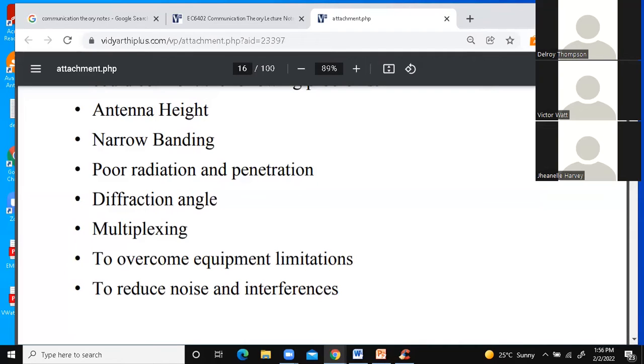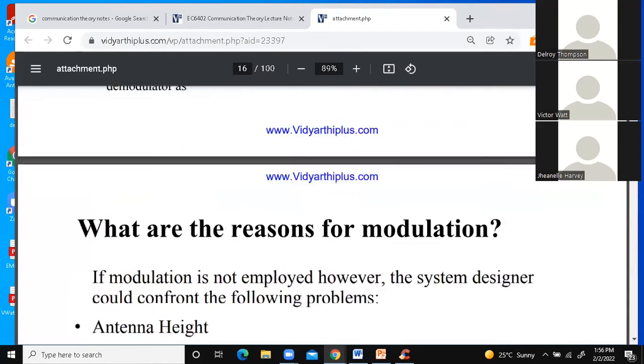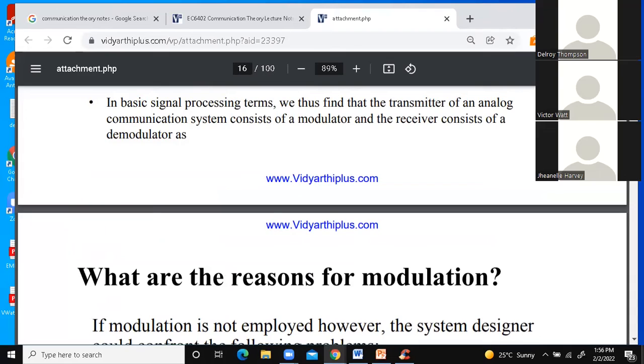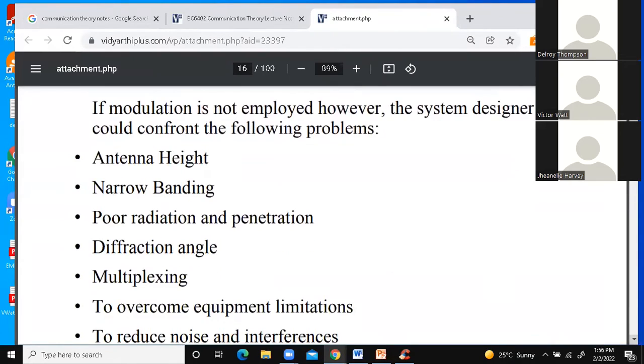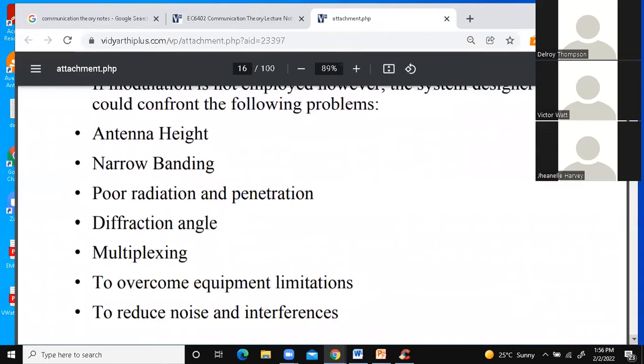So they are saying that these are some of the issues that you encounter if you don't modulate. So, saying that to say this, you see the role that modulation plays in where we are in communication systems today.